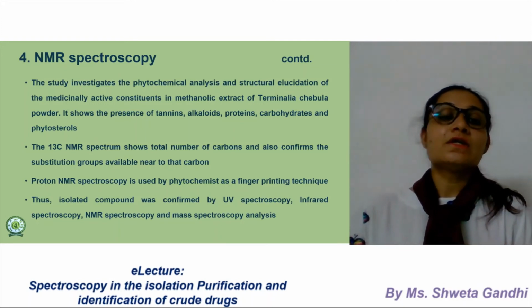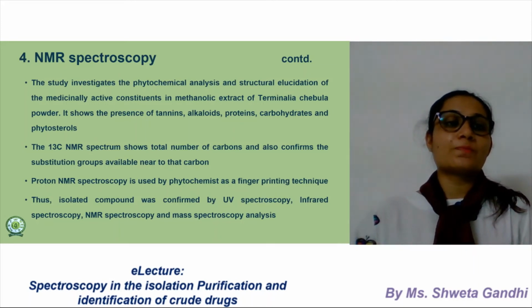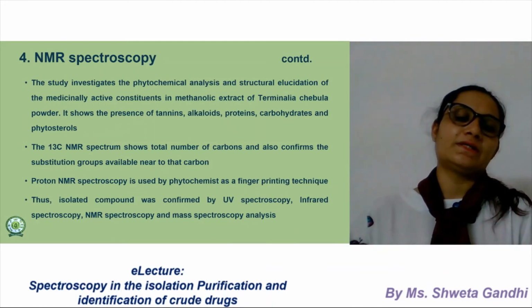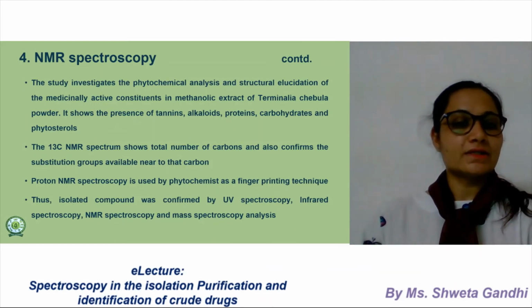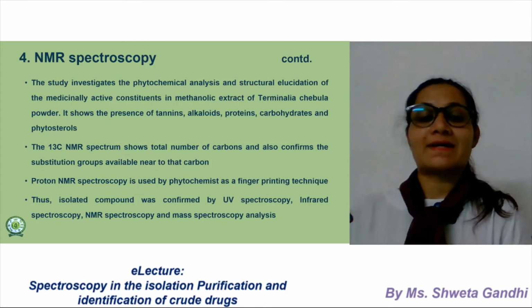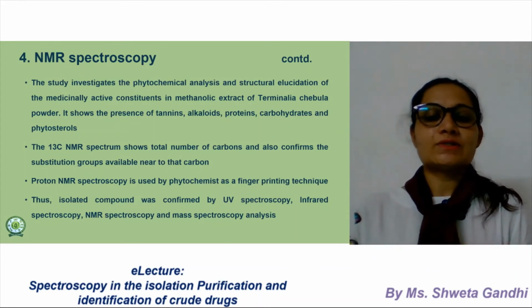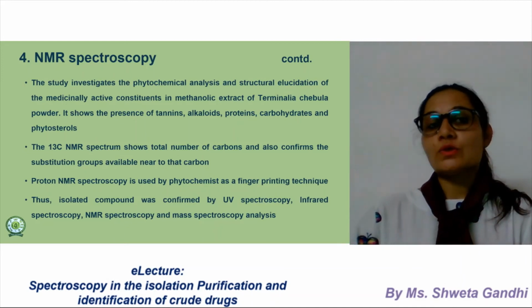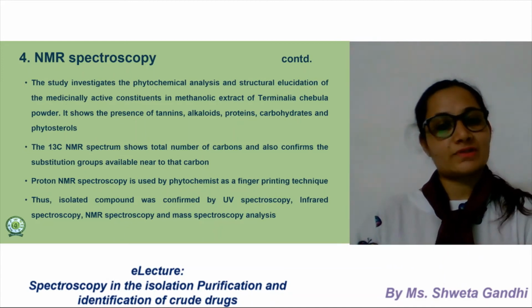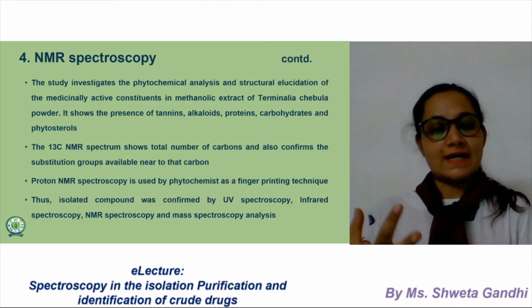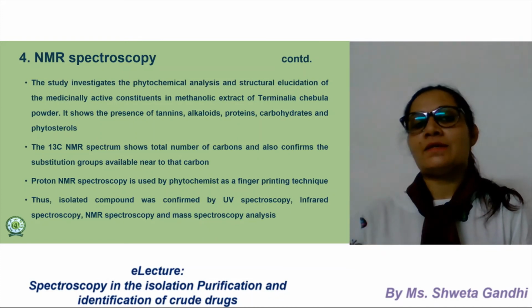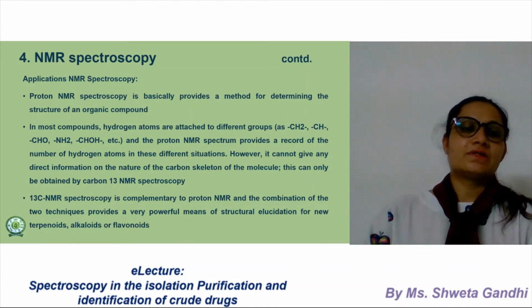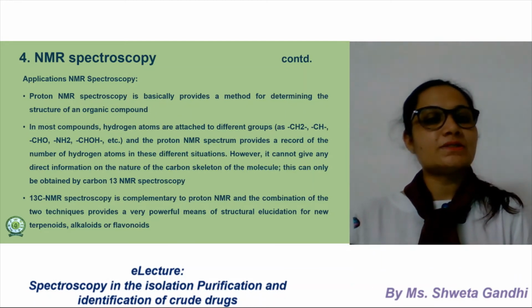And nowadays, proton NMR spectroscopy is used by various phytochemists as a fingerprinting technique, for marker detection, that is, detection of the marker compound. So we can conclude that the isolated compound was confirmed by UV, IR, mass and NMR spectroscopy. What are the applications where NMR spectroscopy is used?